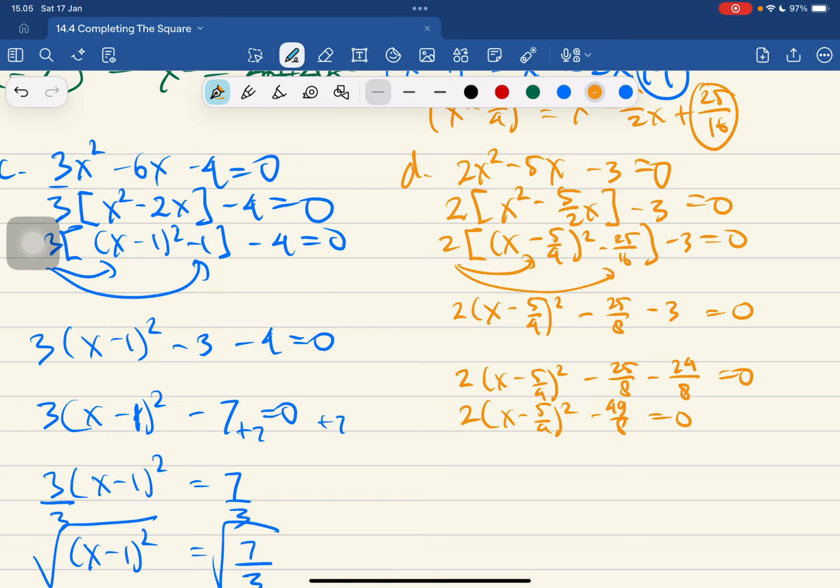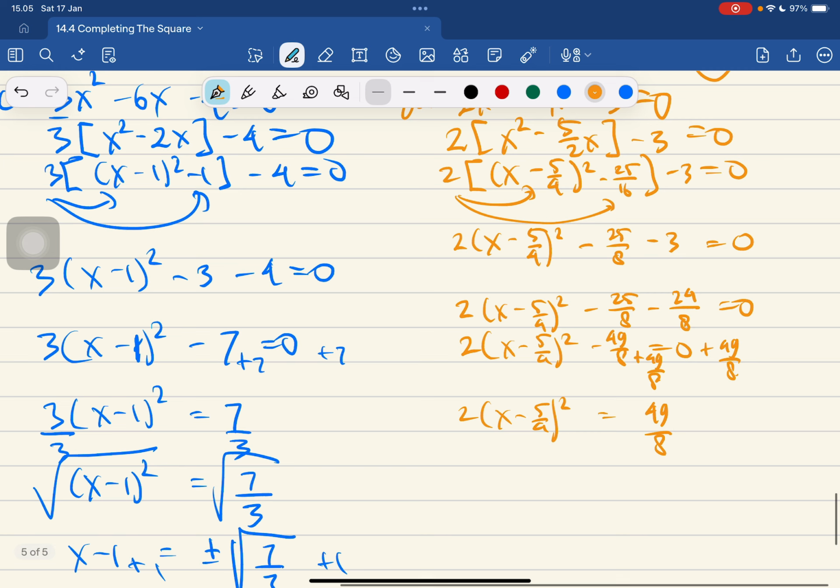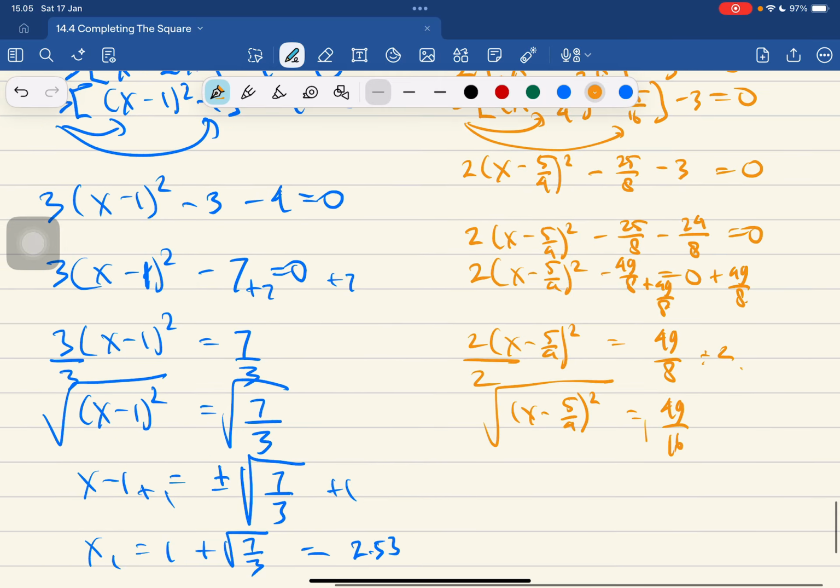To get rid of this constant, we plus by 49 over 8 both sides. So we got 2 times x minus 5 over 4 squared equal to 49 over 8. To get rid of the times 2 here, we divide by 2 both sides. It's going to be x minus 5 over 4 squared equal to 49 over 16. To get rid of the square, we take the square root, so x minus 5 over 4 equal to plus minus 7 over 4.